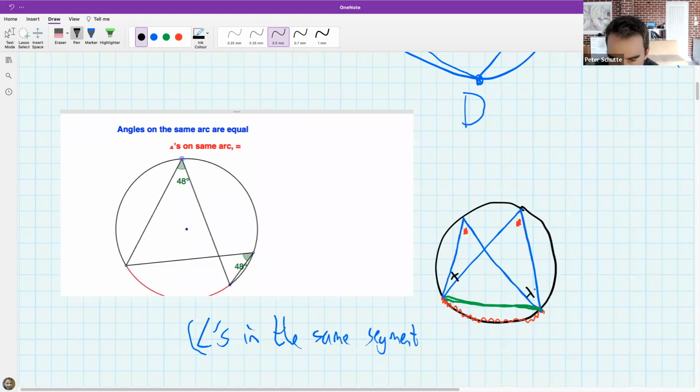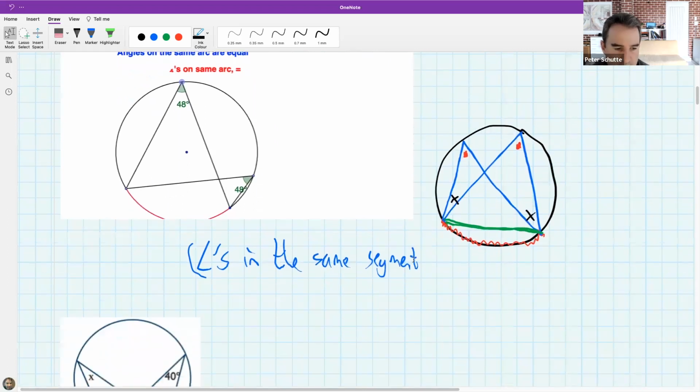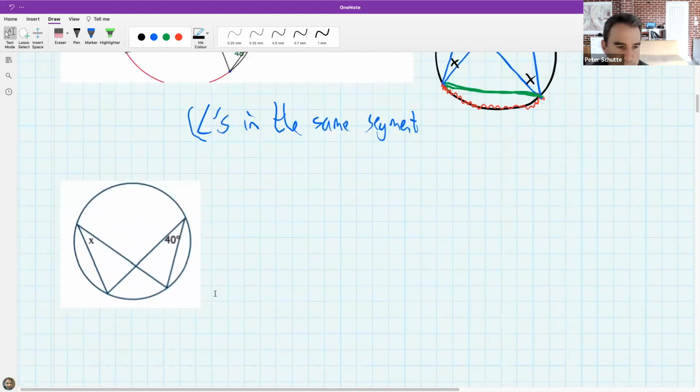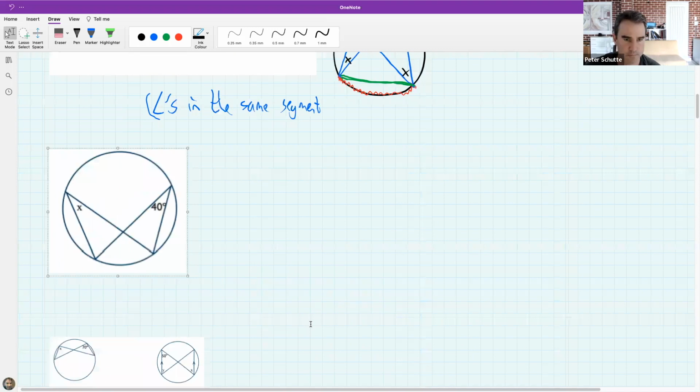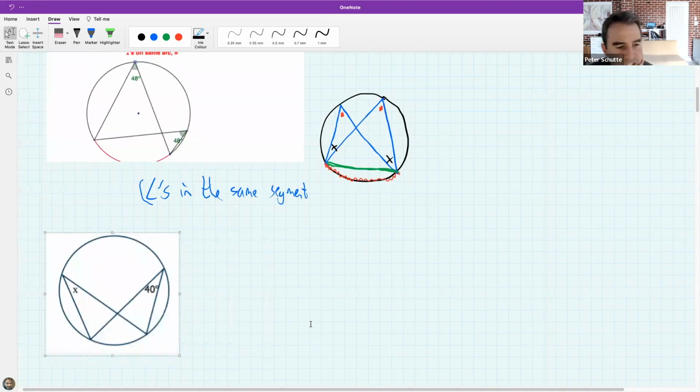These 2 angles down here are also equal. So in the butterfly, the top one here is the same as that one, and the bottom one here is the same as that one. But I'll come back to it in a moment. So let's look at a typical question. So here's a typical question. I want you to tell me in the chat, what is x equal to in this particular circle?